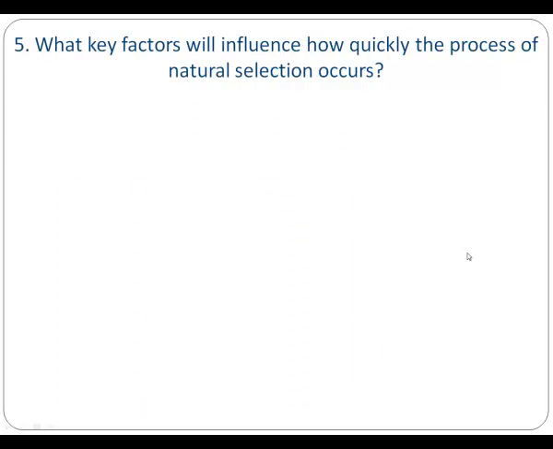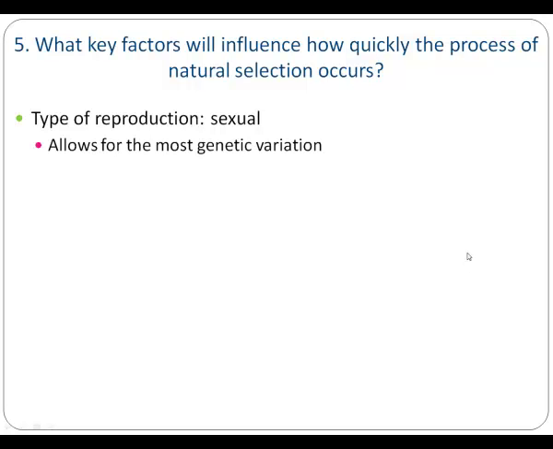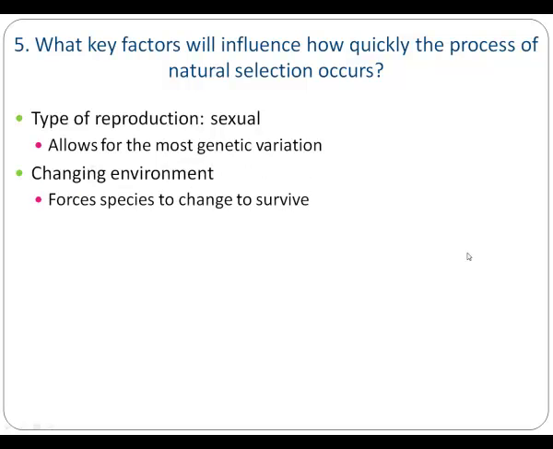What key factors influence how quickly natural selection occurs? One, sexual reproduction is going to give me the most genetic variation. So I'm going to have the highest number of different adaptations and different genes. Also, a quickly changing environment will force species to change, to survive, or die off.